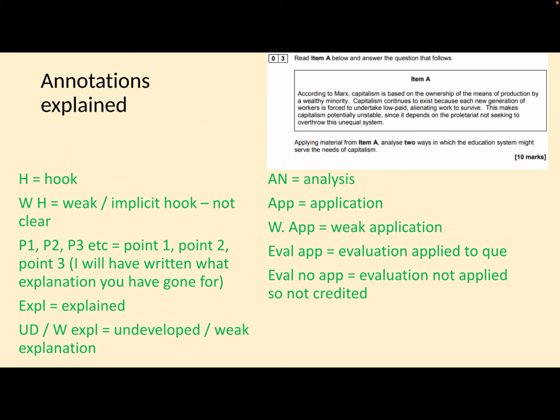So then, of course, after I've identified whether you've got a hook, I'll be marking the quality of the explanation. Is it explained well or just explained? UDW would have been undeveloped or weak explanation, so that's not so great. AN is great, it's analysis, in terms of your quality of explanation. And of course, you need APP, your clear application, which in this case is you're asked to analyse two ways in which the education system might serve the needs of capitalism. So you have to clearly explain the point that you made, how it has served capitalism. W APP is weak application. Any of you that did evaluation, so evaluation applied, evaluation clearly applied to the question, which is good. Evaluation not applied, so not credited, not helpful.